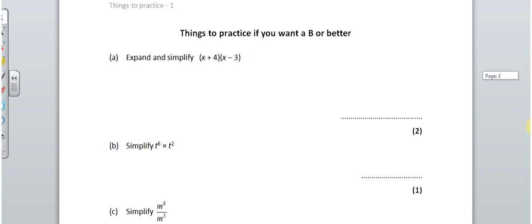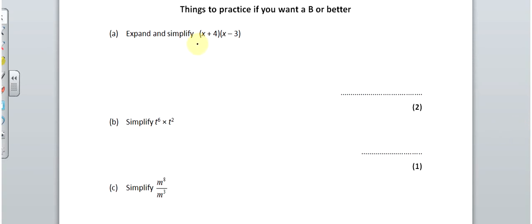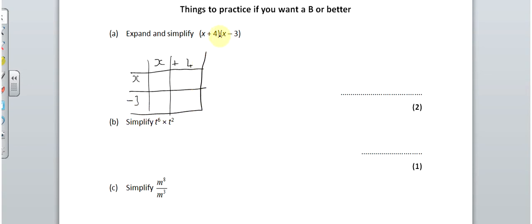Now, second page. Double brackets, we're going to multiply these out. x plus 4 and x minus 3. And you can see it's very similar to the single brackets, except because they're next to each other, they're multiplying, we get 4 terms. So x times x is x squared. x times 4 is 4x.